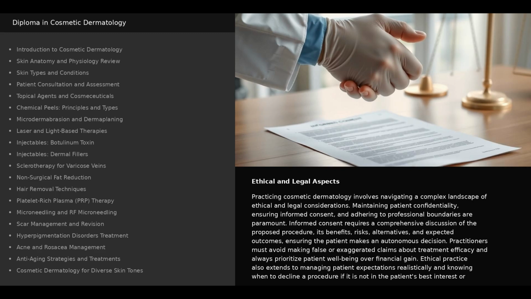Practitioners must avoid making false or exaggerated claims about treatment efficacy and always prioritize patient well-being over financial gain. Ethical practice also extends to managing patient expectations realistically and knowing when to decline a procedure if it is not in the patient's best interest or if they exhibit body dysmorphic disorder. Professional integrity and transparency are the cornerstones of ethical cosmetic practice.